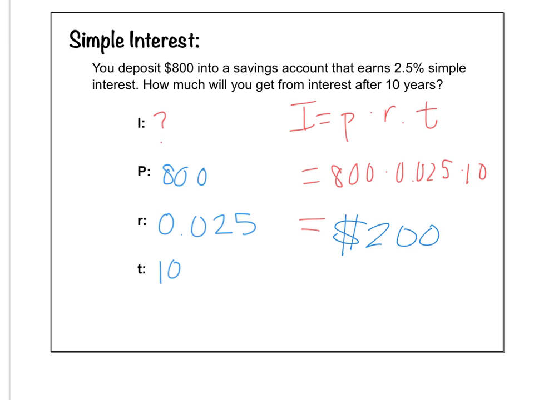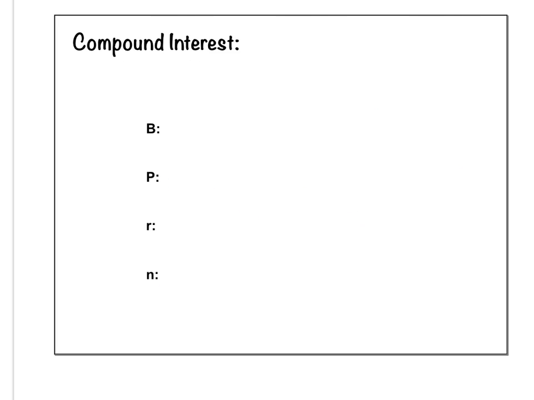$200. So just keep in mind, with simple interest, the formula gives you only the amount that you get added onto that in interest. So if we actually wanted the total balance of our account, we would have to add the principal to that $200. But if it's only asking you for interest, you're good once you get that formula.